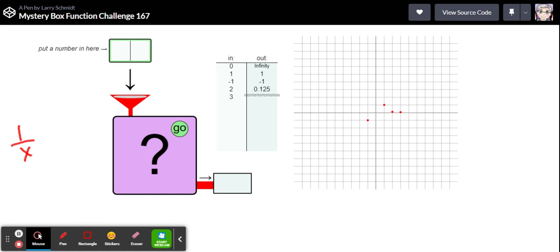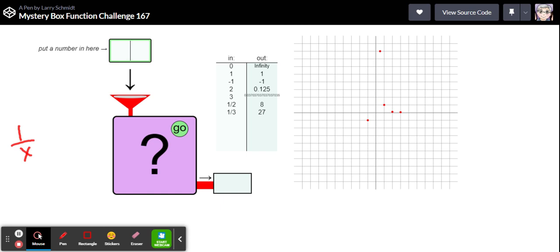Let's try some fractions. Let's do 1/2. That gives us an 8. That's a nice clue. And let's put in 1/3 as well. Okay, I think I see what's going on. Let's make sure those points are mirrored in the third quadrant.